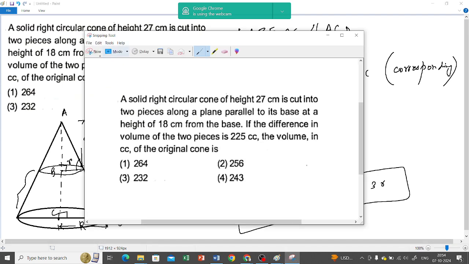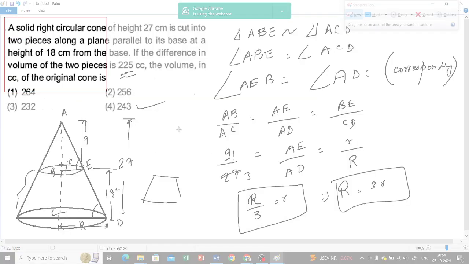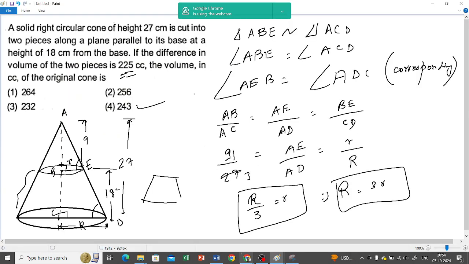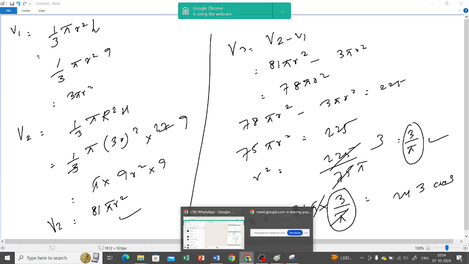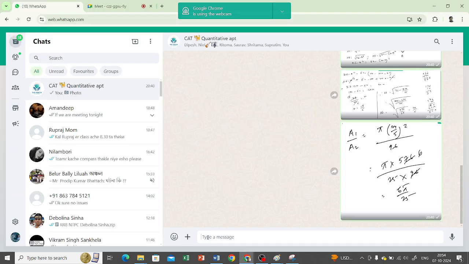Did you understand this, Neeladri? Yes. r square is 3 by pi. What is V2? V2 is the total volume of the cone, that is 81 pi r square. So in place of r square I put 3 by pi, pi cancelled, and got 243. Did you understand?